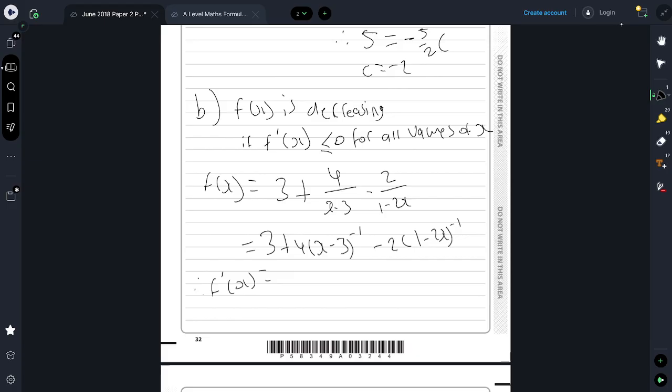Well, a constant goes to 0, plus 4. So that's going to be 4 times the derivative in the bracket. So x minus 3 just goes to 1. So that's nothing. And then times by the power minus 1, and then knock off the power. Likewise for this, minus 2. Again, the derivative of this is minus 2 times by the power, and then knock off the power.